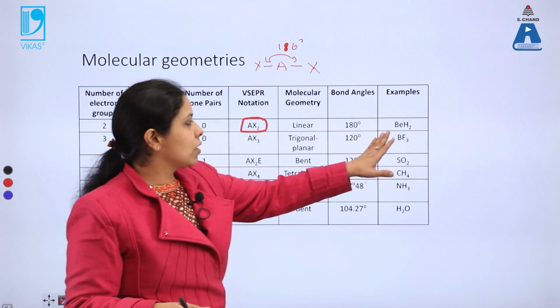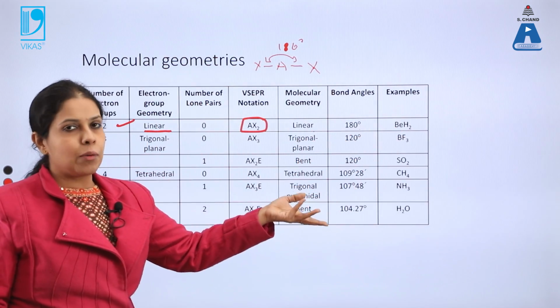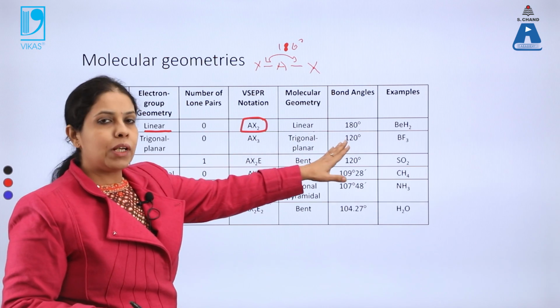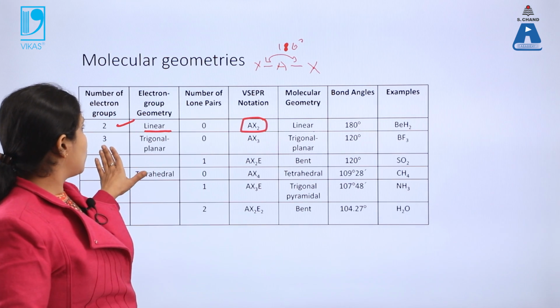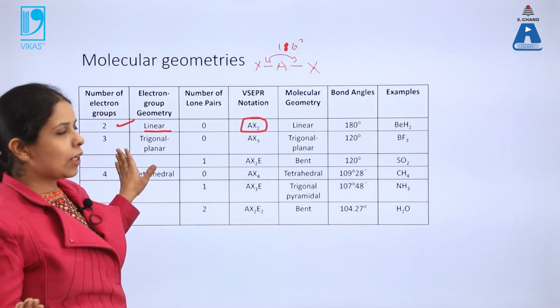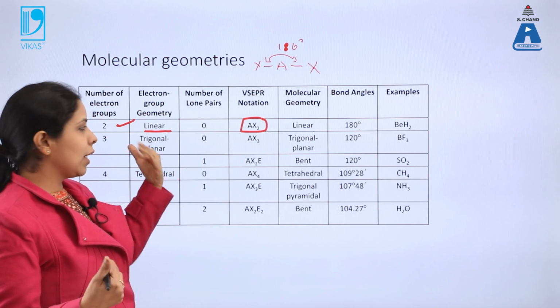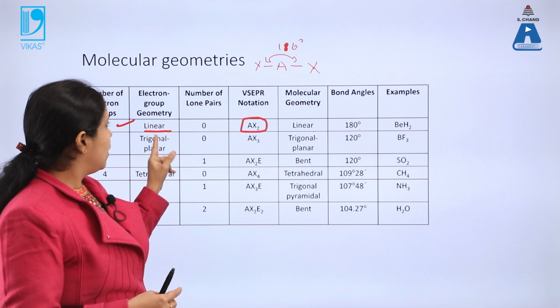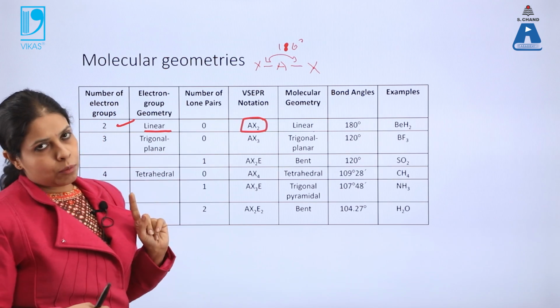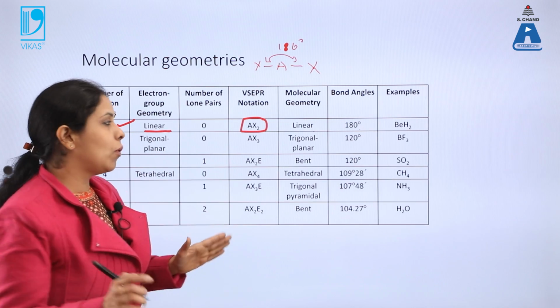It's the most simple case, for example, the beryllium hydride complex, so it has a 180 degree angle. Now the case arises when we are considering more than 2 electron pairs, for example, 3 electron pairs. We know, like in the previous slide, that the geometry would be trigonal planar, but only when all are bond pairs.